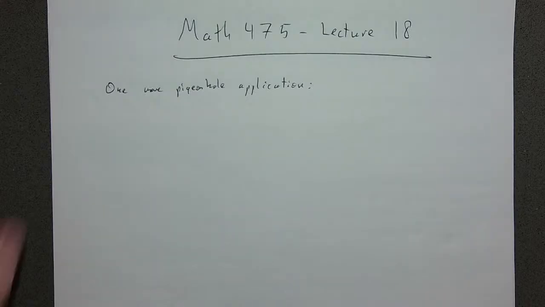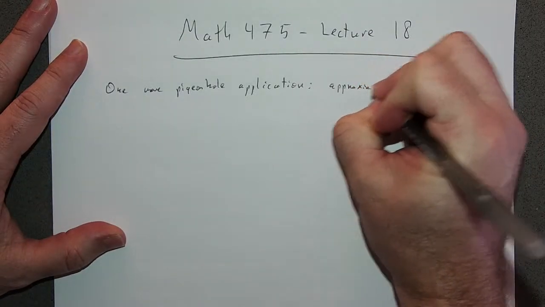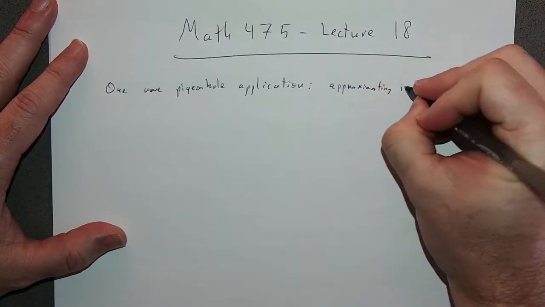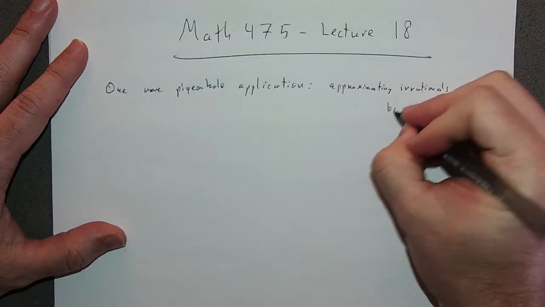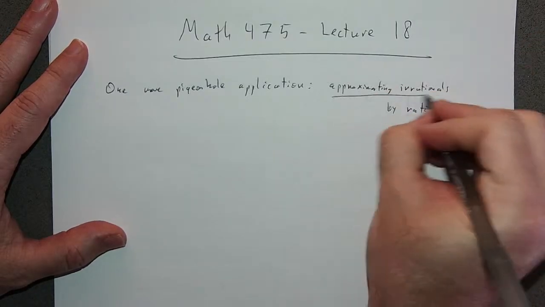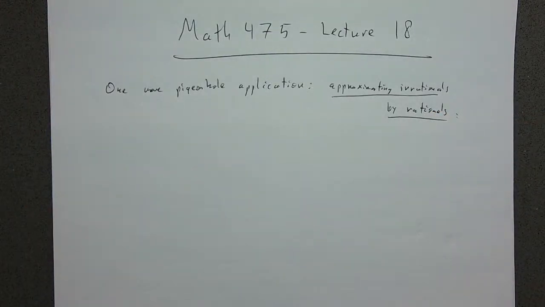And so this is approximating irrationals by rationals. You hear something like that and you're like, oh God, this is a real analysis thing. This is a Math 410 type thing going on here. What am I doing with my discrete math concerns in this area, right?